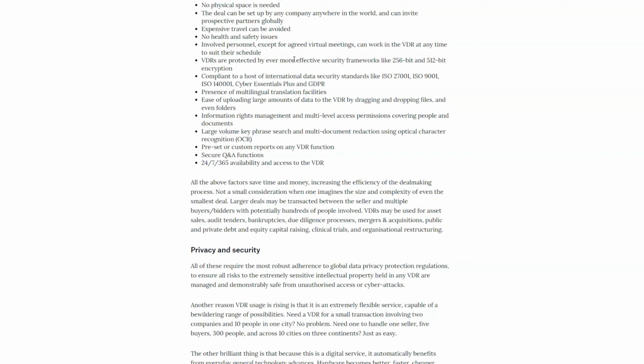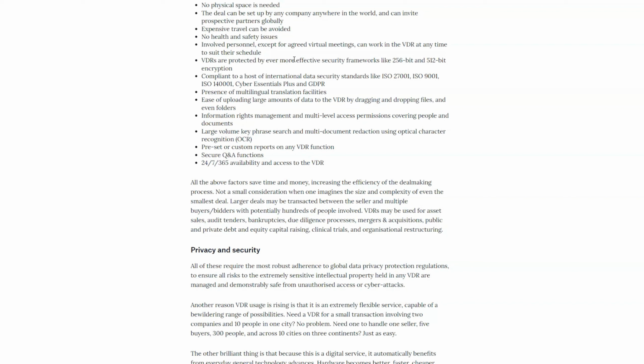VDRs may be used for asset sales, auctions, tenders, bankruptcy, due diligence processes, mergers and acquisitions, public and private debt and equity capital raising, clinical trials, and organizational restructuring.